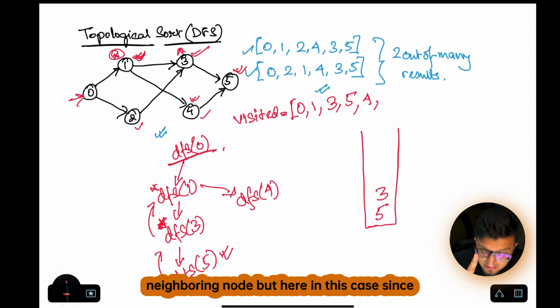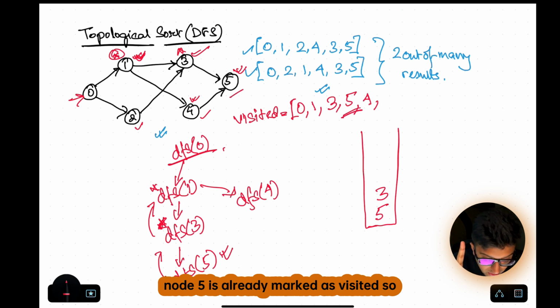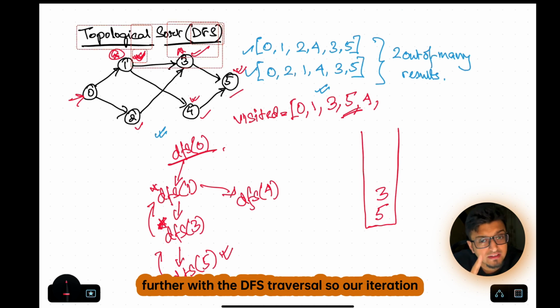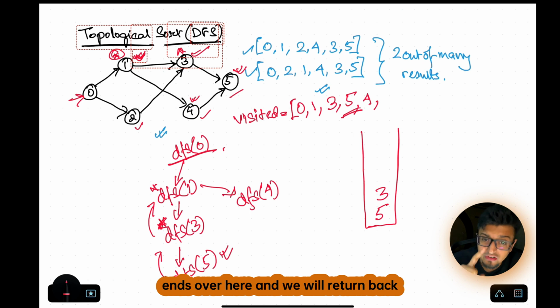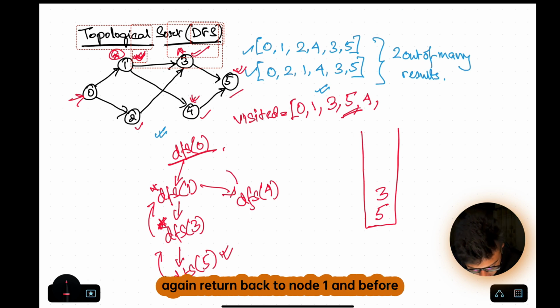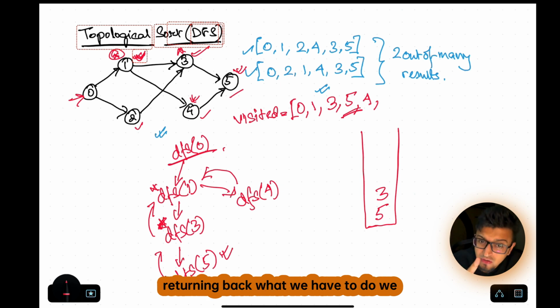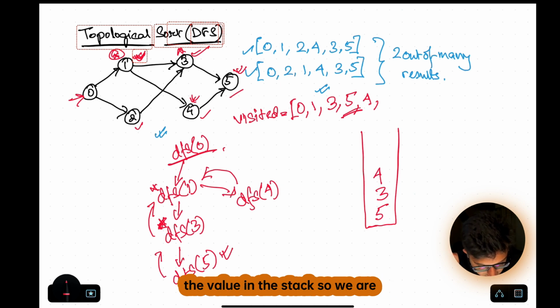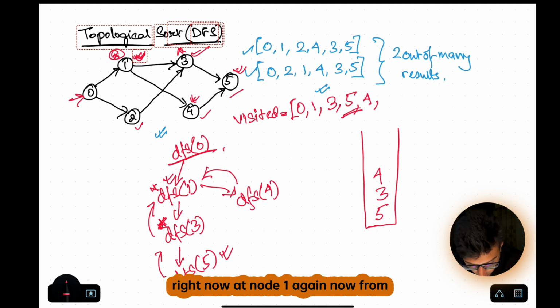But here in this case, since node 5 is already marked as visited, we do not have to proceed further with the DFS traversal. So our iteration ends over here and we will return back from here. From node 4, we will again return back to node 1. And before returning back, we have to simply print the value or push the value in the stack. So we are right now at node 1 again.